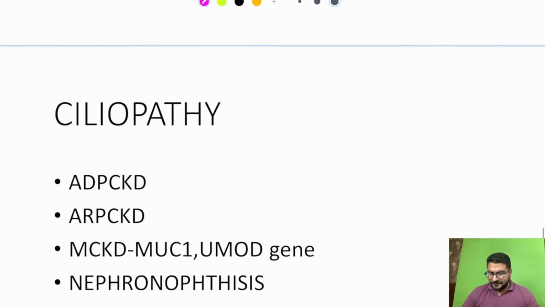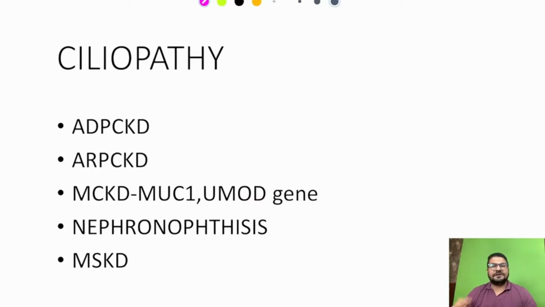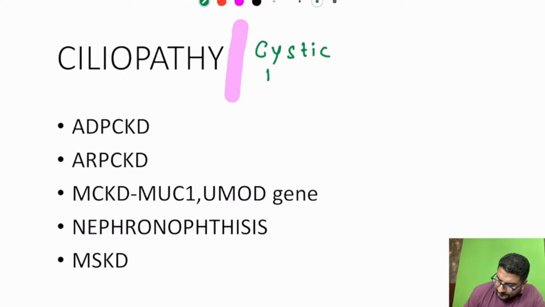So one of the common diseases which they ask in exam is ciliopathy. Ciliopathy means these are defects in cilia, and because of defective cilia you can see formation of cysts in the kidney. किडनी में cyst बन जाएंगे. So we also call them cystic kidney disease.